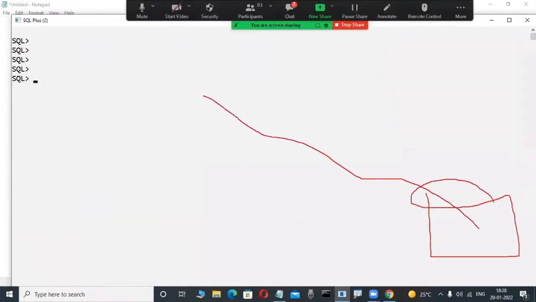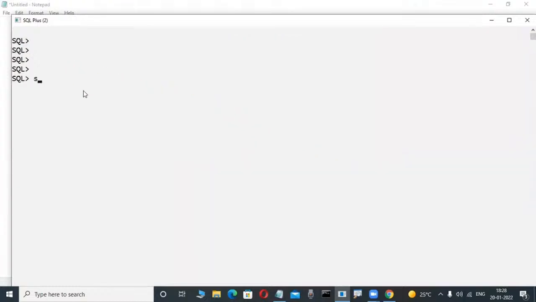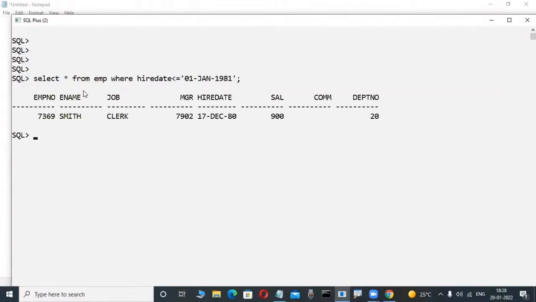How do they fetch this data? They write queries. These are called queries. Observe here: select star from table name where hire date is less than or equal to, say, 1st January 1981. Just by writing queries, the data is displayed automatically.